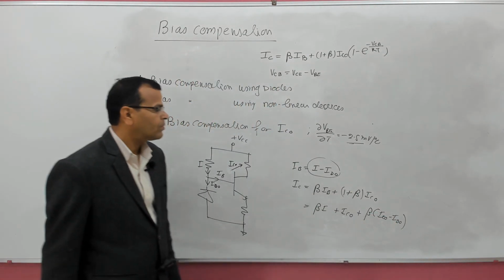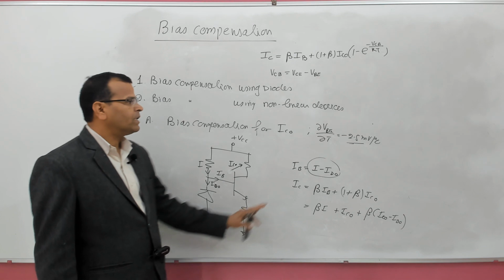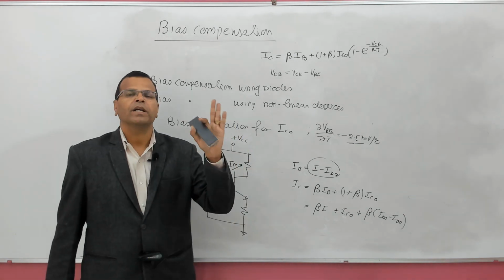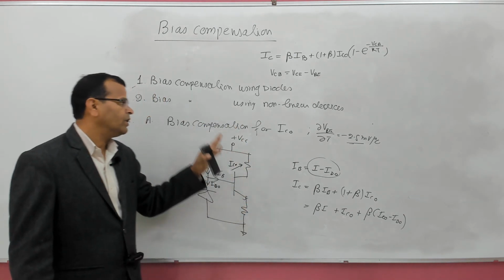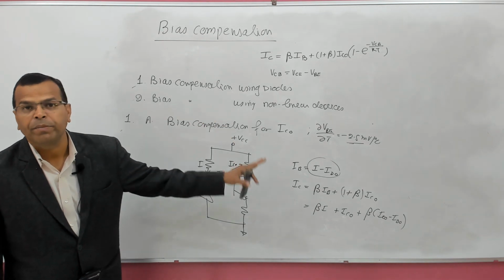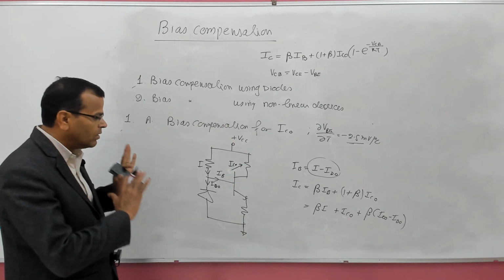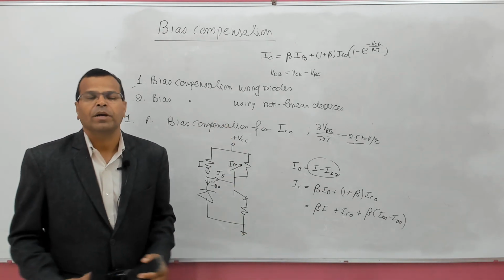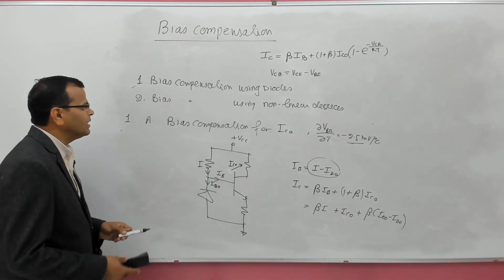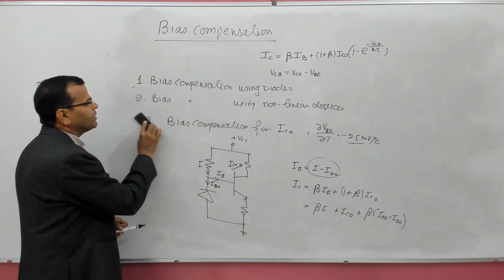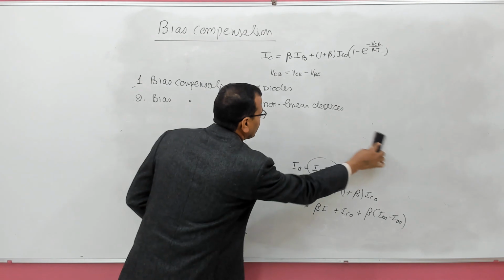That's it. This is known as bias compensation for IC naught, bias compensation for reverse saturation current, which is used in germanium transistor. That's it. This is the only type of objective question from this topic, that is bias compensation for IC naught.